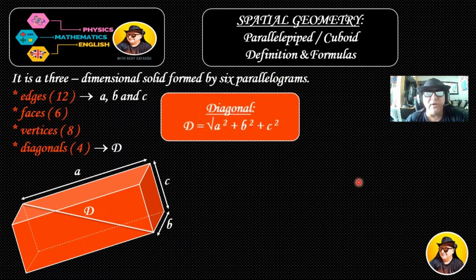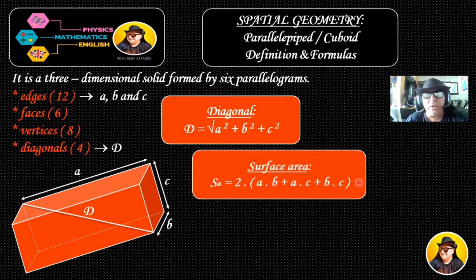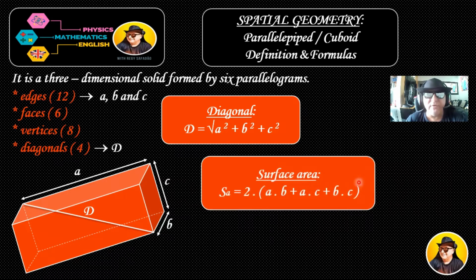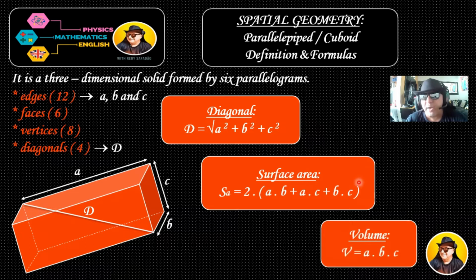Let's see the formulas. If you intend to find the diagonal, you have to do the square root of A squared plus B squared plus C squared. If you want to find the surface area, you have to do 2 times (A times B plus A times C plus B times C). And the volume of a parallelepiped is A times B times C. These are the formulas for calculating any parallelepiped measurements.